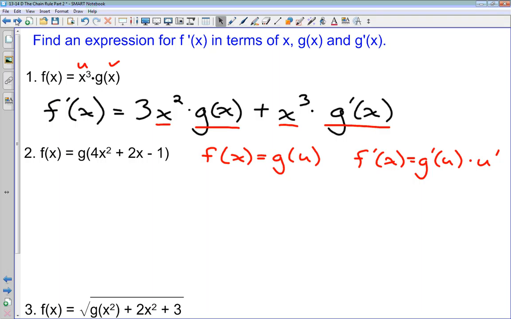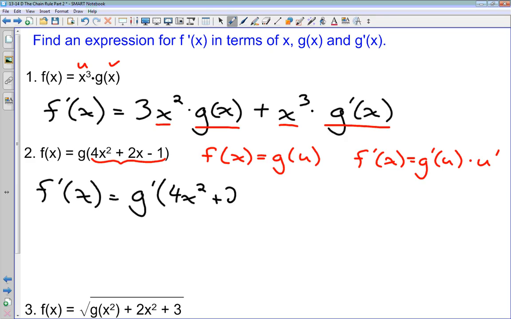So what is u? u is this inner function inside here. So my derivative here, f prime of x, is going to be g prime, because g is my outer function, so g prime of u. u is just that 4x squared plus 2x minus 1, times the derivative of that inner function. So what's the derivative of 4x squared plus 2x minus 1? 8x plus 2. And there's my derivative.